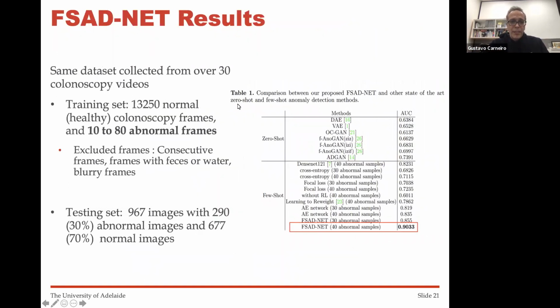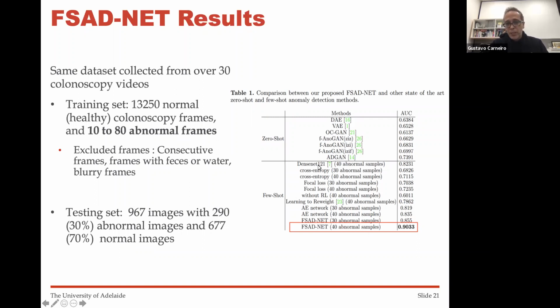So using the same data set as before, but including from 10 to 80 abnormal frames, and the same test set, we compare our results with zero-shot anomaly detection. So this is what you just saw before, this first part of the table. The second part is few-shot, where we basically compare with different methods like DenseNet or just cross entropy, focal loss. And then what we're trying to do is to see, for example, if our pre-training works better than the autoencoder, and it works significantly better.